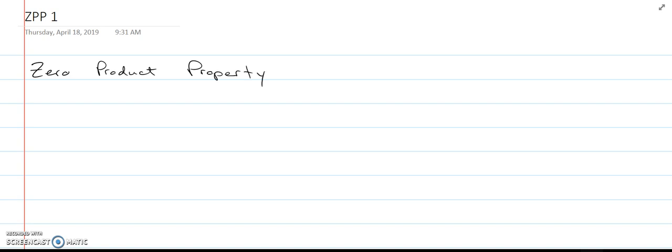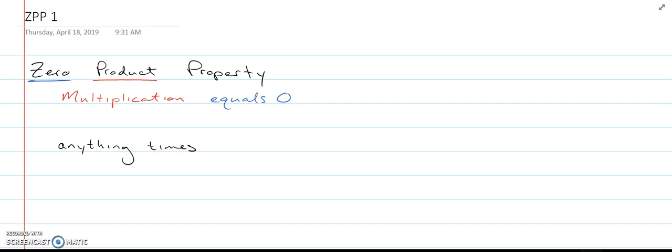pretty simple idea. It says product means multiplication, and by zero, we mean that it's going to have to equal zero. And so the basic idea is that anything times zero automatically equals zero. Period. It's never going to change. And that is a fundamental piece of this. Anything times zero equals zero.